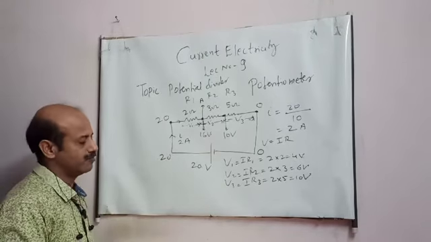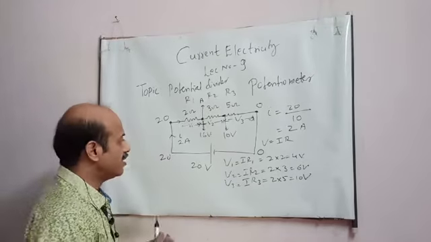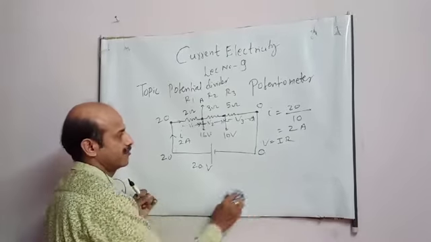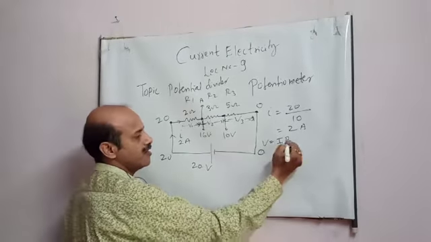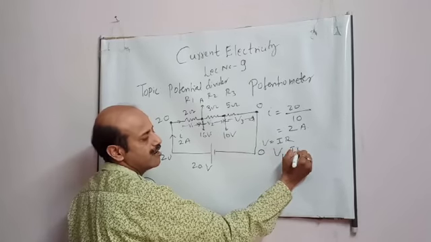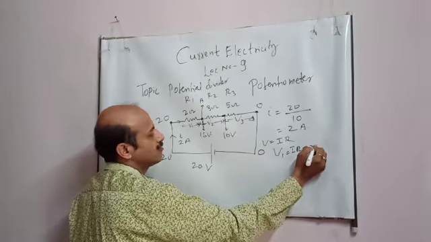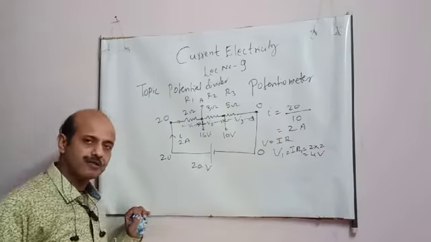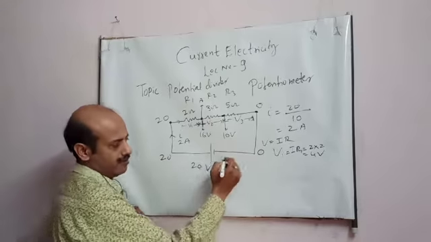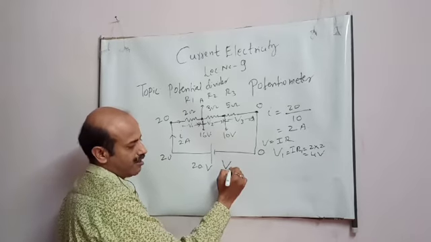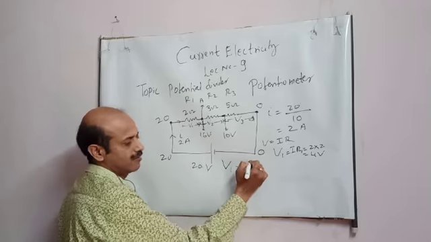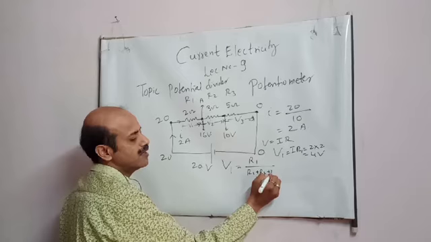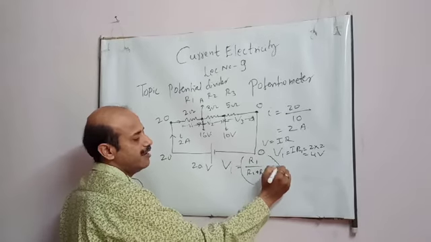Now student, let's see another formula of potential divider circuit. Here V1, how much did I get? Again I am writing IR1. I is 2, R is 2, 4 volt. Okay student, I am getting 4 volt. Now student, in another way, I can find out V1 like this. See, R1 upon R1 plus R2 plus R3 into total V.